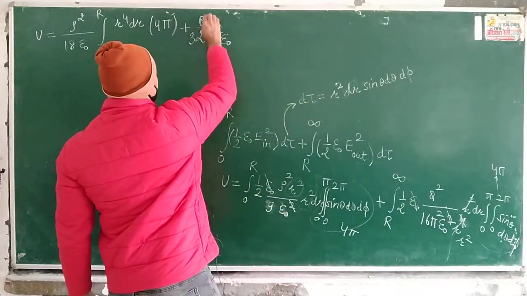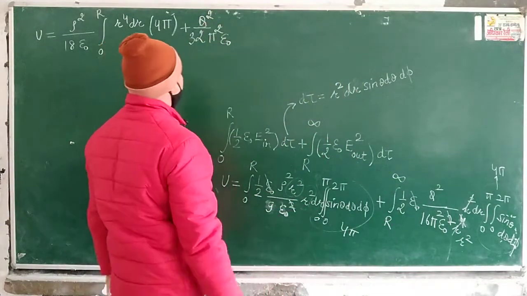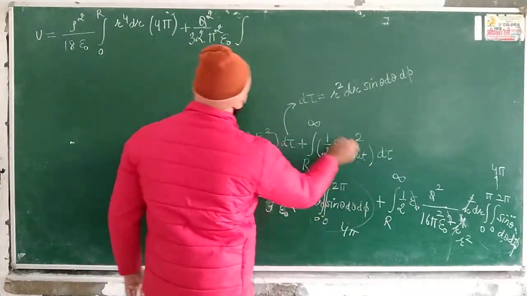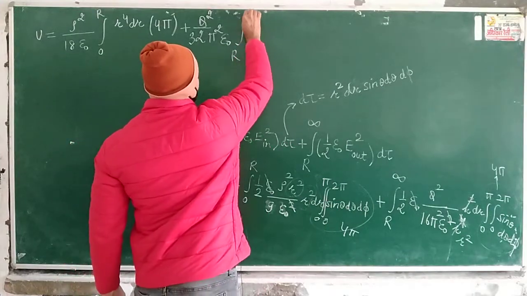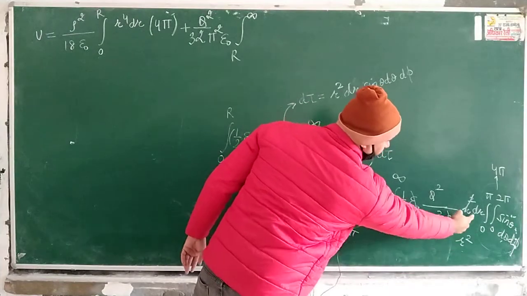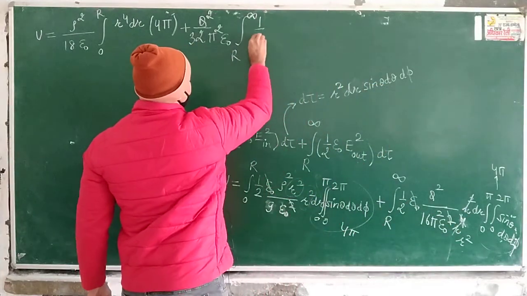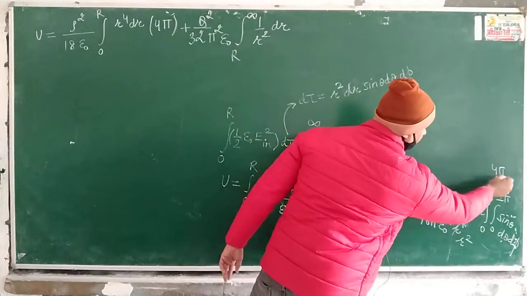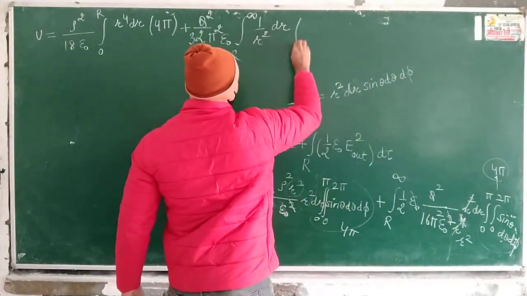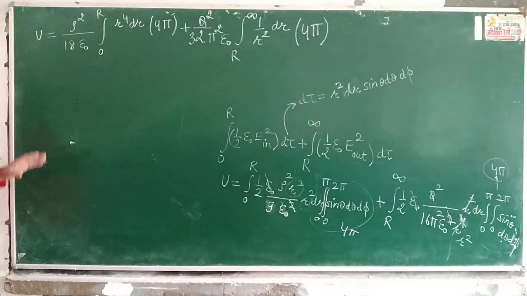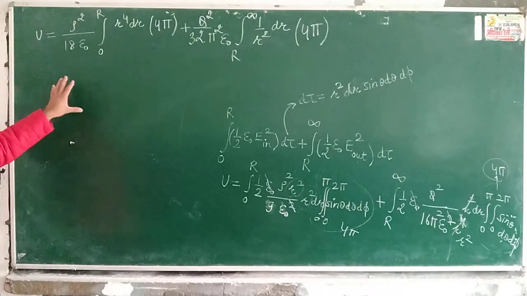You can take total charge, square of total charge outside, and then you have limits of integration r to infinity, and now you are left with 1 by r square into dr, and then this factor whose value is 4 pi. So here you have 4 pi. Now you are to solve it, you are to put the limits, and whatever you get, I am writing here.